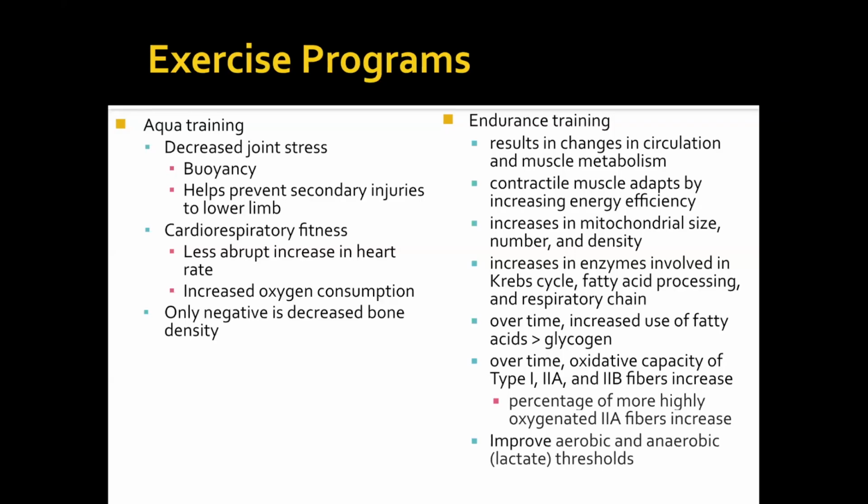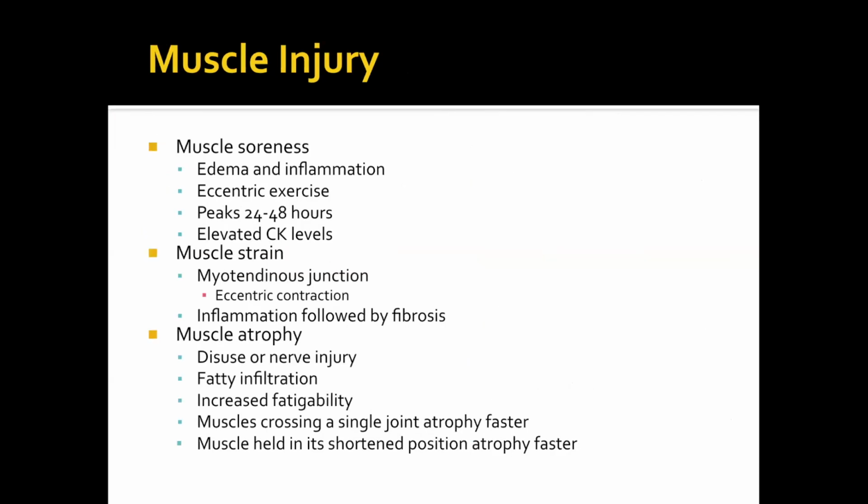your body. And over time, oxidative capacity of all the muscle fibers increase, percentage of more highly oxygenated 2A fibers increase, and you're improving aerobic and anaerobic lactic thresholds. So you have more anaerobic energy stores available, and then you're better at metabolizing and generating oxygen or ATP for other energy sources for that aerobic exercise. Again, all this training has multiple benefits, and increases muscle size and efficiency in different ways. Muscle injury, again, you have muscle soreness, edema, and inflammation.